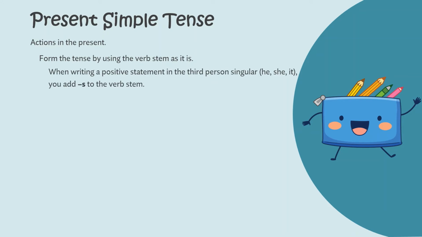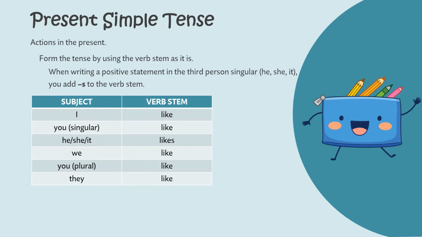But when you're writing a positive statement in the third person singular, that is he, she, or it, all you have to do is add s to the verb stem. Let's take an example where you have a subject I and a verb like. A simple tense would say I like, you like. But when you're using a positive statement in a third person singular, you say he likes or she likes. Now all you did was to add s to the verb stem.